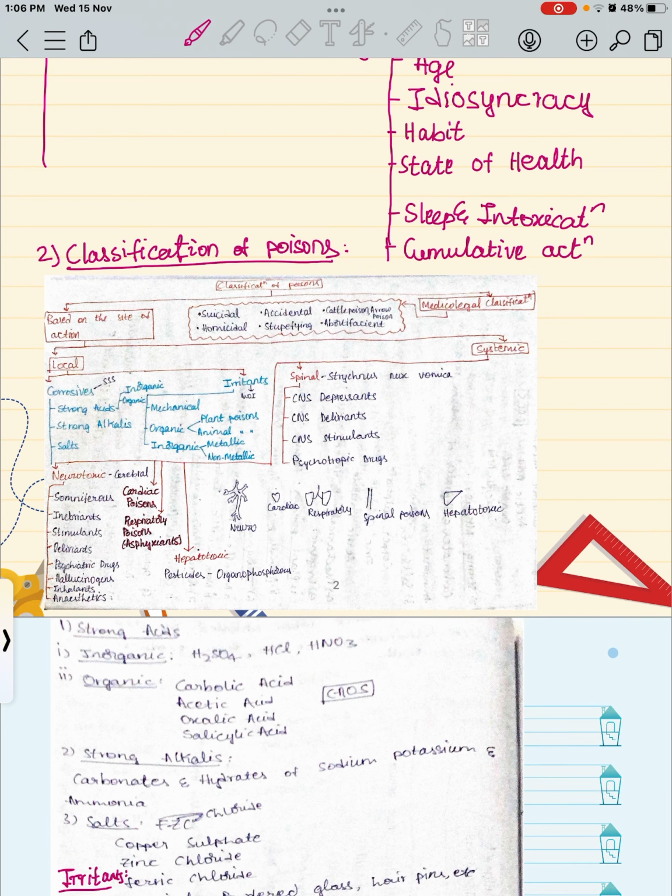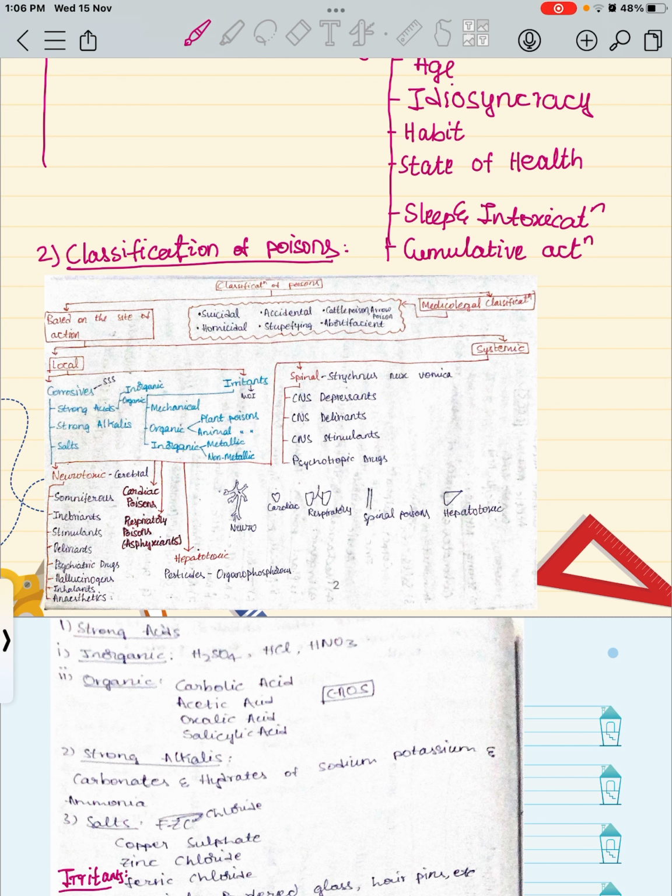The second topic that we discuss is classification of poison. There are two types of classification: based on the site of action and the medico-legal classification. Based on site of action, they are divided into local and systemic poisons. Based on medico-legal classification, they are divided into suicidal, homicidal, accidental, stupefying, cattle poison or arrow poison, and abortifacient.